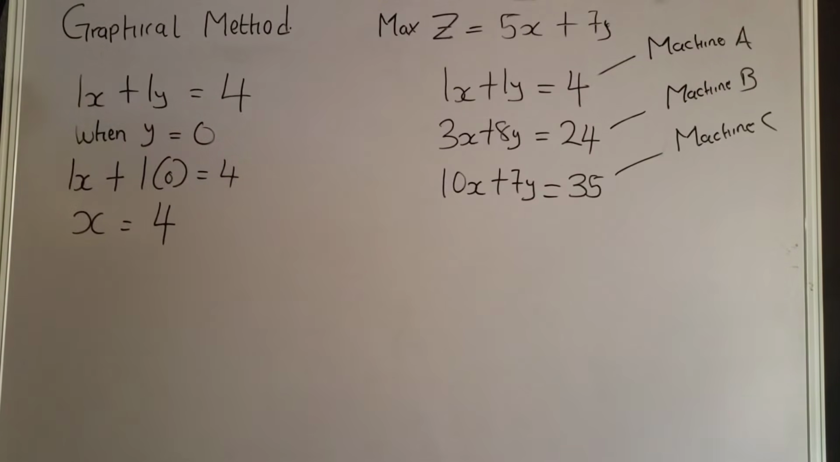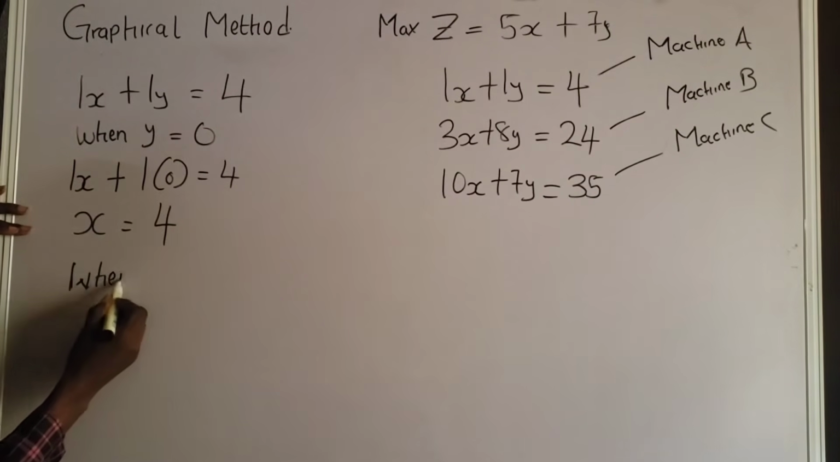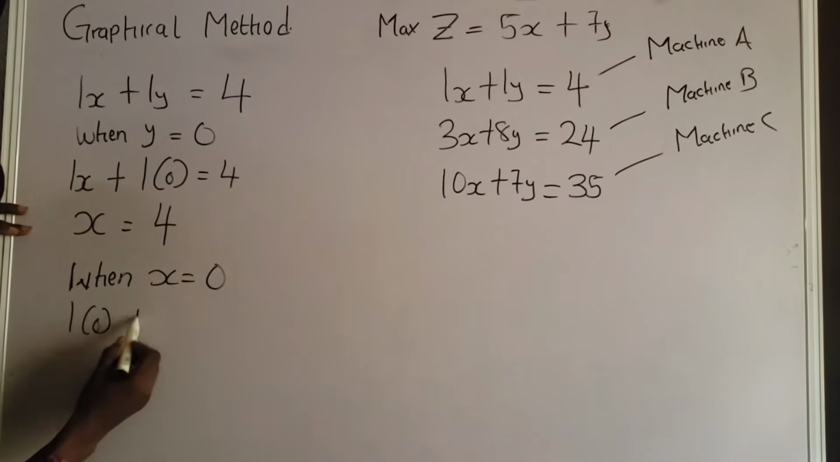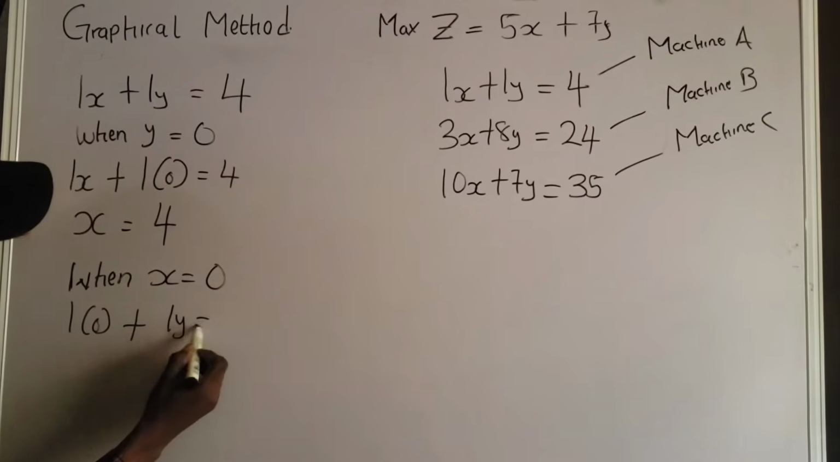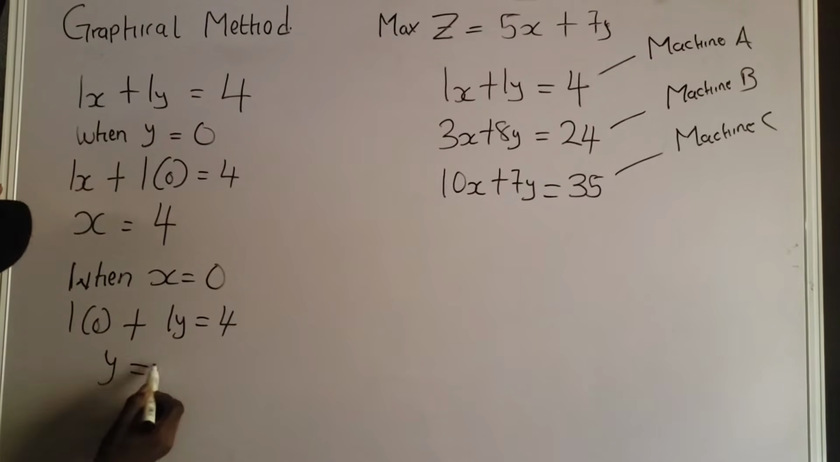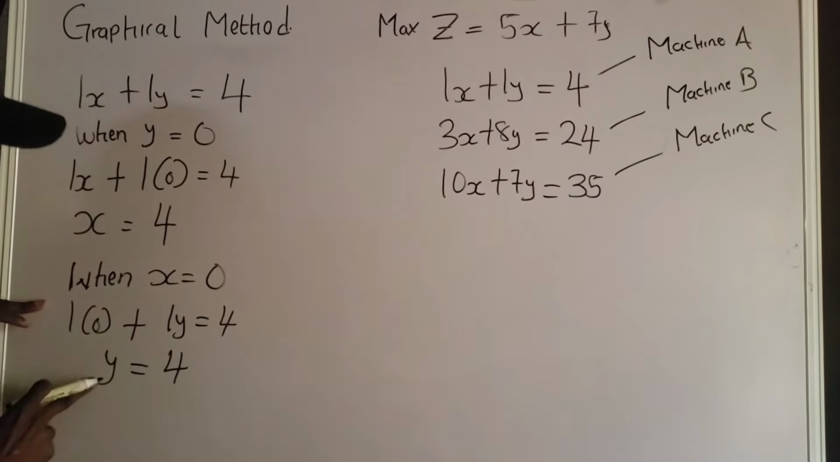Okay, let's proceed. Now let's assume that the company is not producing any product of X. In that case, we are going to set x is equals to 0. So I'm going to have the same equation, when x is equals to 0: 1 into bracket 0 plus 1y is equals to 4. Make y the subject of the relation. So I'm going to have y is equals to what? 4. Because 1 multiplied by 0 is 0. 1y is also the same thing as y. So y is equals to 4.